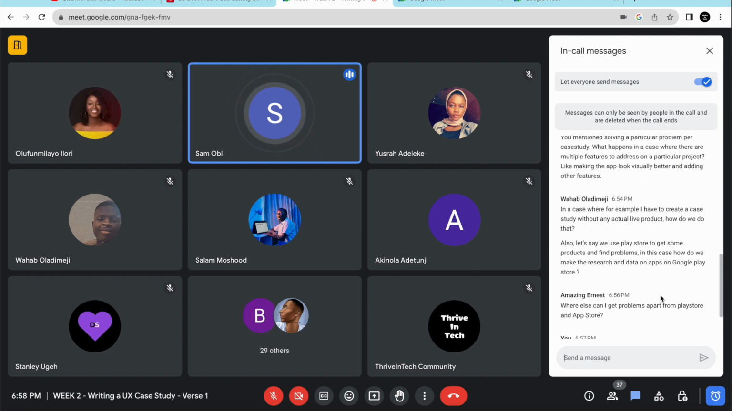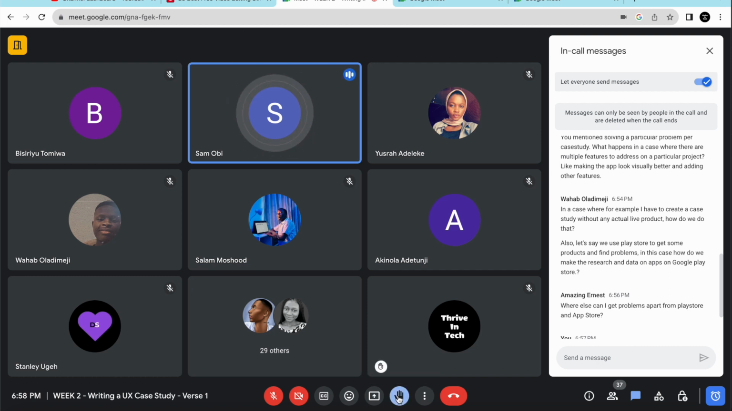Asked the question. In a case where, for an example, I have to create a case study without any actual live product, how do we do that? Also, let's say we use Play Store to get some products and find problems. In this case, how do we make the research and data on the app on Google Play Store?